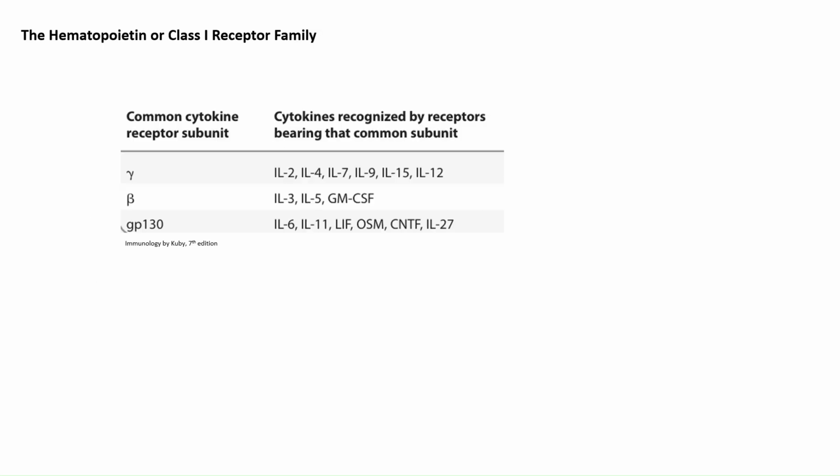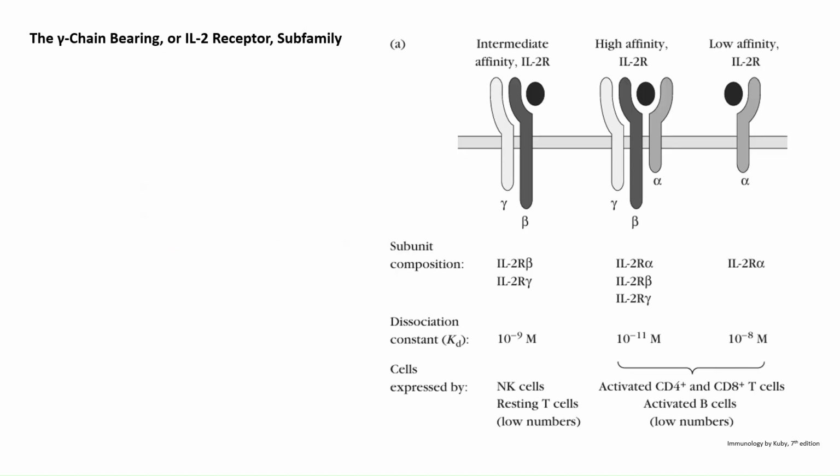Now coming to the receptors, they are divided into three receptor subunits, that is gamma, beta and GP130. Under the gamma family, interleukin 2, 4, 7, 9, 15 and 12 recognize these receptors. For beta it is 3, 5 and GM-CSF. For GP130 it is interleukin 6, 11, LIF, OSM, CNTF and interleukin 27. So first let's see the gamma bearing receptors.